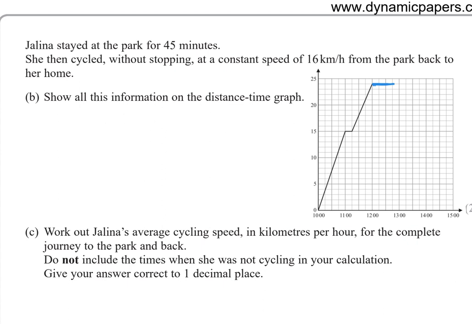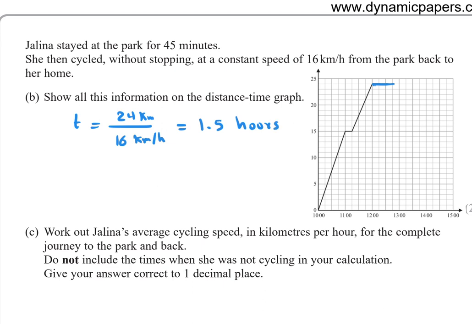Now, she cycled without stopping at a constant speed 16 kilometers per hour from the park back to the home. So to find the time, we have the speed and we have the distance, 24 kilometers. So now to find the time for coming back, divide the distance, 24 kilometers, by the speed, which is 16 kilometers per hour, equals 1.5 hours.